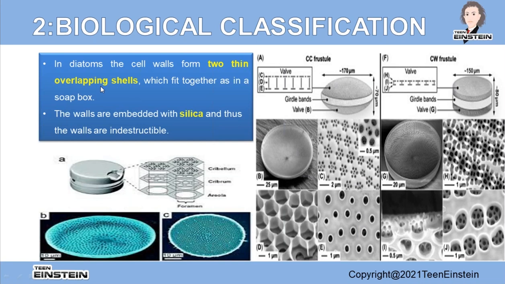See, in diatoms, the cell walls form two thin overlapping shells. Here you can see the overlapping shells are present, like a soap box. How a soap box fits together, same like that. Here two overlapping shells are present in diatoms. And the walls are embedded with silica. Note down, two thin overlapping shells are present in diatoms.